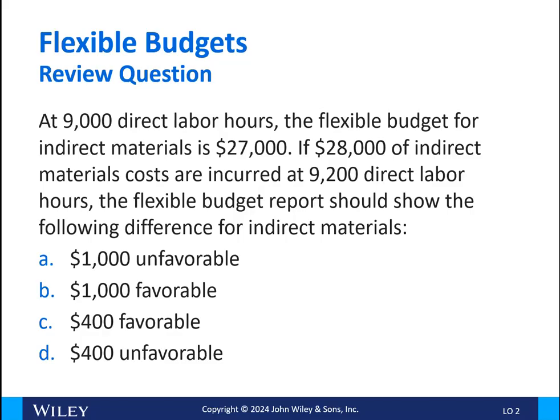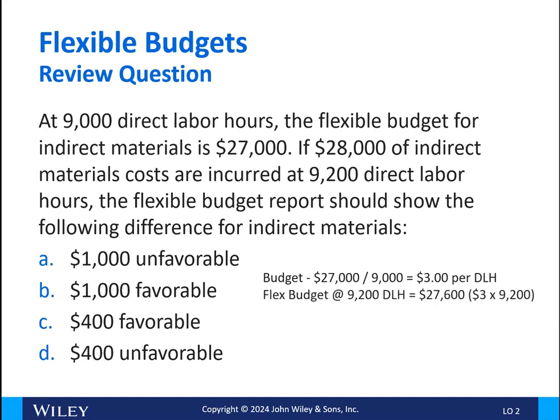If we do a flexible budget, we're going to change the budget. Okay, so first we have to look at what our per direct labor hour budget was. So that 27,000 divided by 9,000. Our flexible budget then is that $3 per direct labor hour times our actual direct labor hours, 9,200. We get 27,600 is our flexible budget at 9,200 direct labor hours.